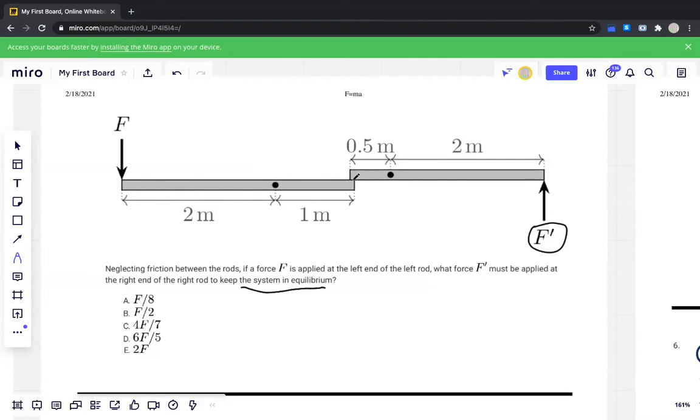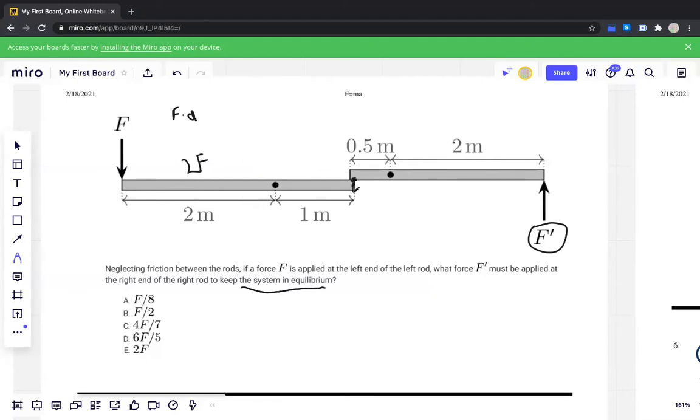What this means is that when it's in equilibrium, any point of the system must have a zero net force. So let's take the point right here where these two rods intersect or touch each other. That means the net force at this point will have to equal zero in order for the rods to be in equilibrium. And we can find the net force on this in terms of F and F prime using torques. So we know that the torque along this left rod is going to be constant. And torque is given as force times distance, or F times d. We're given that the force is F and the distance is 2, so the torque is 2F.